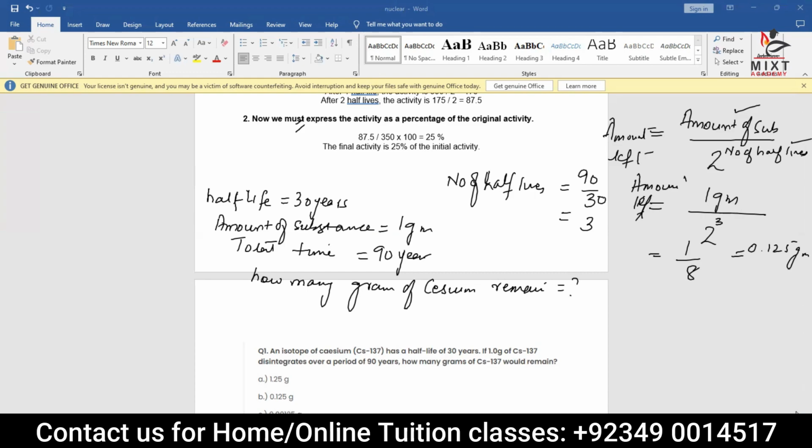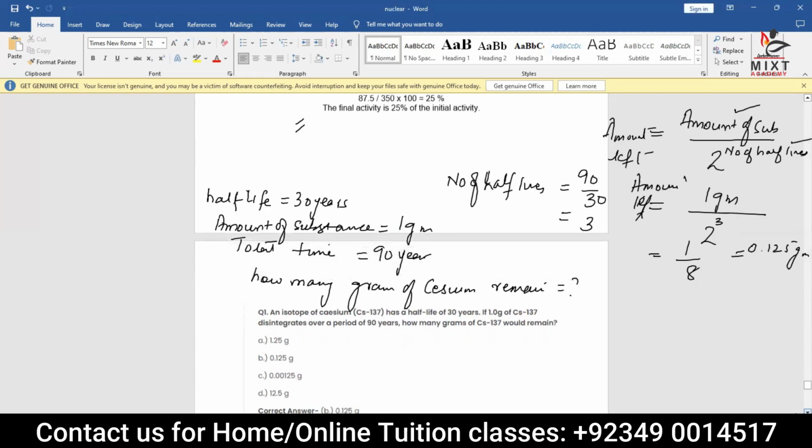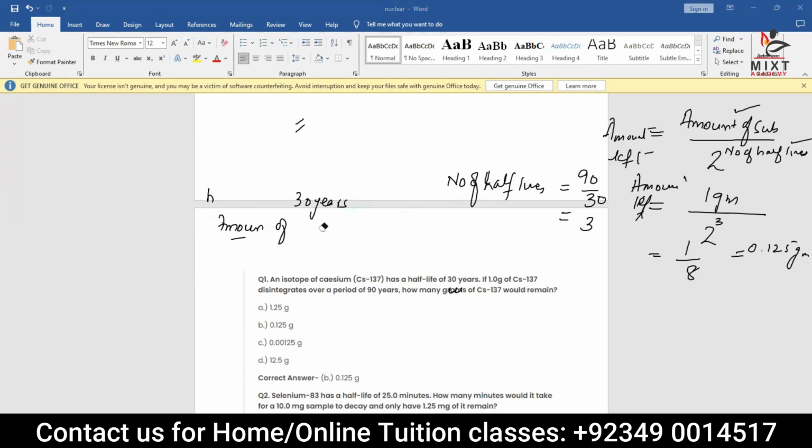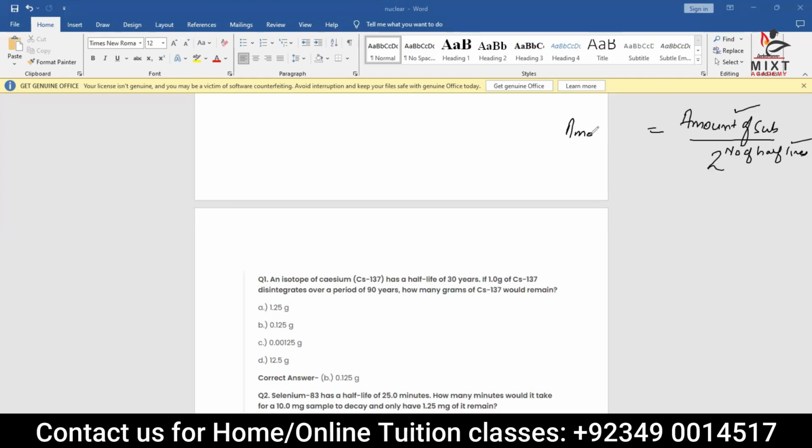Copy this and try the next part. Question number 2. Selenium 83 has a half-life of 25 minutes. How many minutes would it take for 10 milligrams of a sample to decay and only have 1.25 milligrams of it remain? You have to use the same formula, but let's see how you do this. The formula will be the same, but how will you use it? That's important. By using this formula, you can very easily find out the number of half-lives.